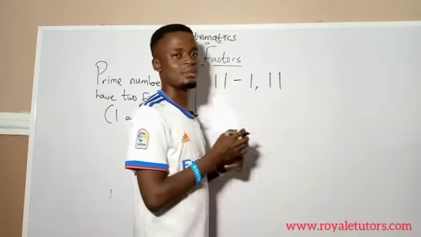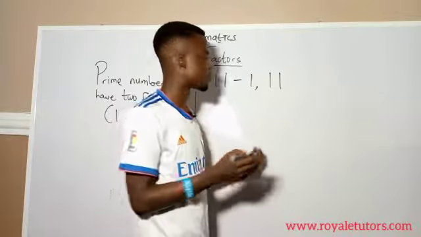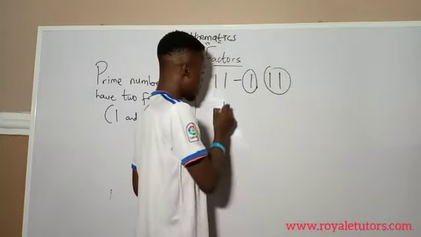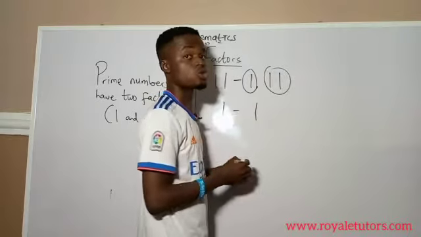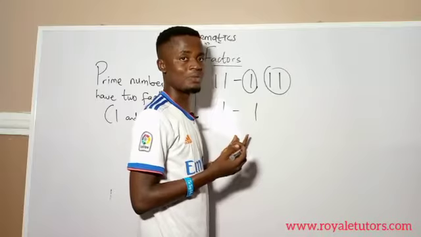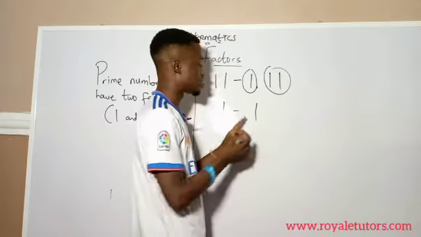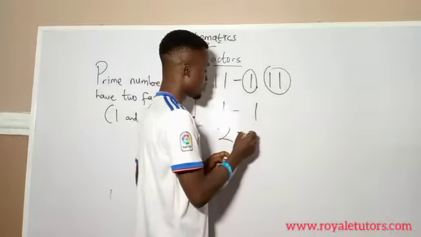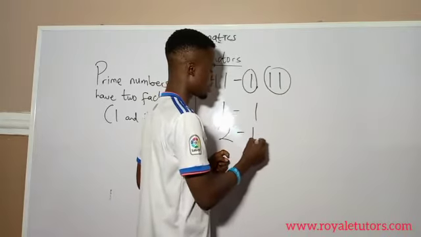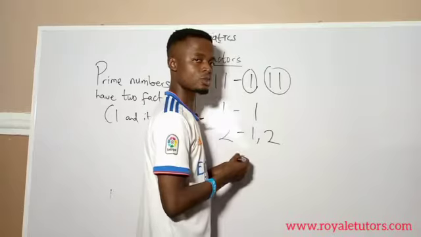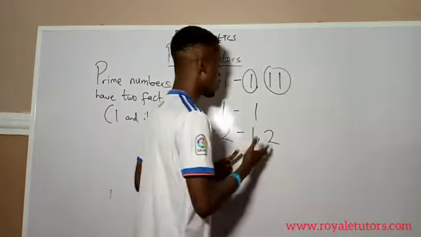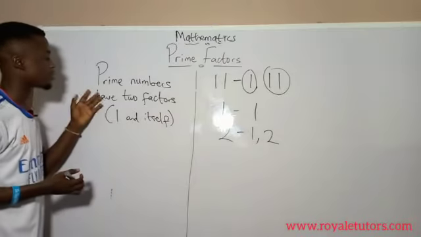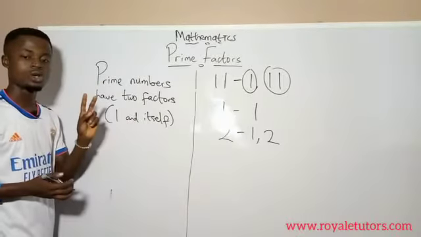So 11 is a prime number because it has two factors, 1 and 11, and then it is 1 and itself. But look at the number 1. 1 has just one factor. So 1 is not a prime number because it doesn't have two factors. It has just one factor. But when you look at 2, 2 is a prime number because 2 has two factors, 1 and 2. So we now want to go ahead to talk about what prime factors are. We've established the fact that prime numbers are numbers that have two factors, 1 and itself.